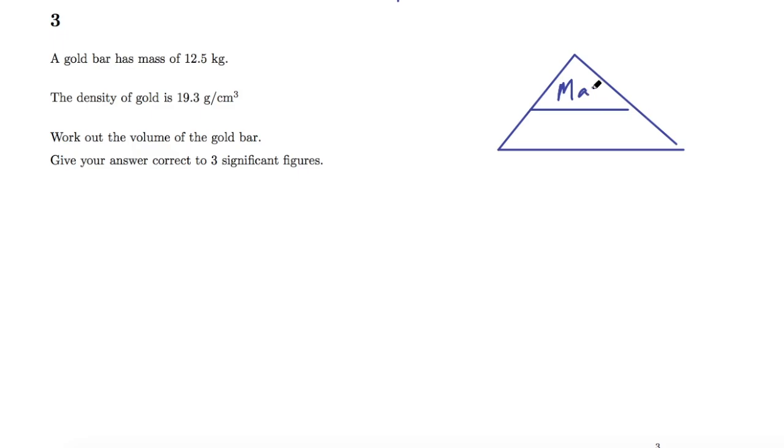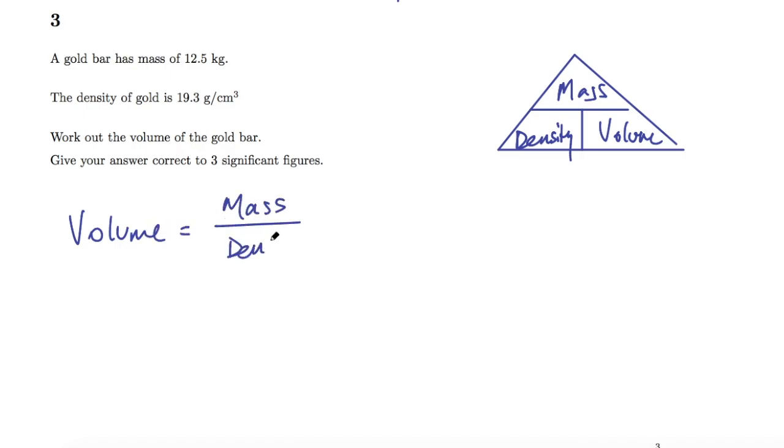So mass is on top, density and volume are on the bottom. So what this says is mass equals density times the volume, and volume is the mass divided by the density. So here we're looking for the volume, so we take the volume and we can say that equals mass divided by density. So here we've got the mass in kilograms, and we need them in the same units. So we could change 12.5 kilograms to 12,500 grams, divided by 19.3 grams per centimeters cubed.